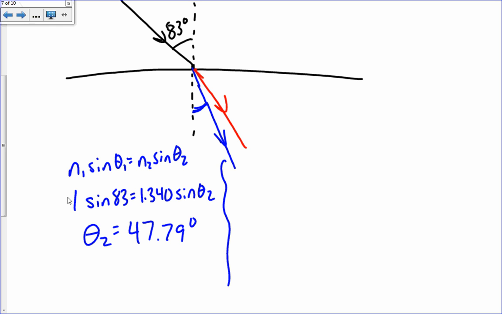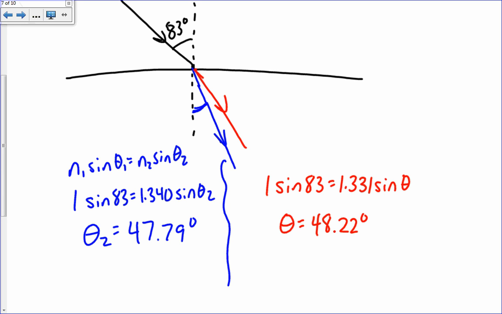Now I can do the same thing for red. 1 sine of 83 equals the index for red light, which was 1.331, sine of theta 2. And theta for the red light is 48.22 degrees. So this angle is 48.22, and this angle is 47.79. So I've split that light into its different colors, into its different wavelengths.